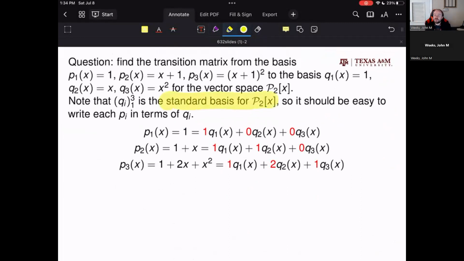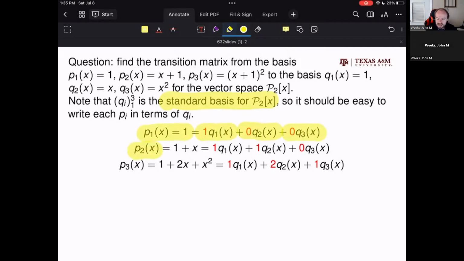So it should be easy to write each P sub i in terms of Q sub i. Here's how we're going to do it. Well, P sub 1 is 1 plus 3x squared, so we know that we can write this in terms of the standard basis elements. We have the constant term is 1, the x term is 0, and the x squared term is 3. We can do the same thing for each of the other polynomials.